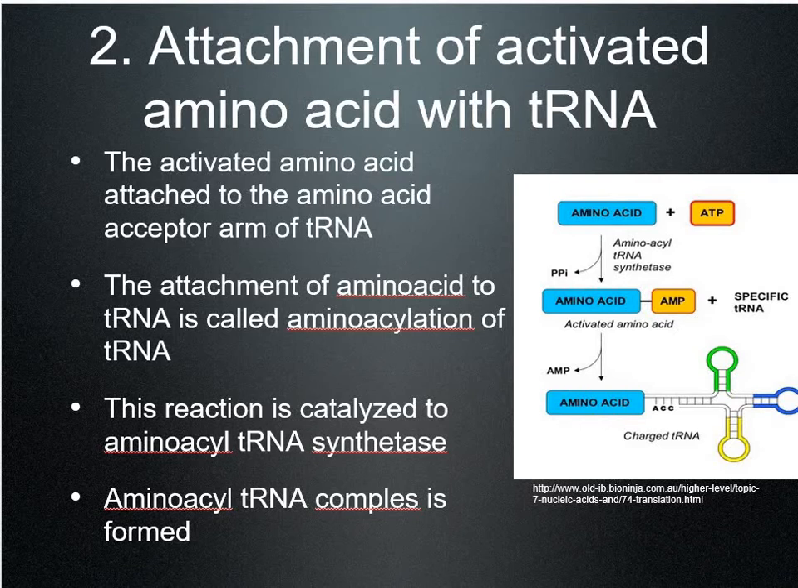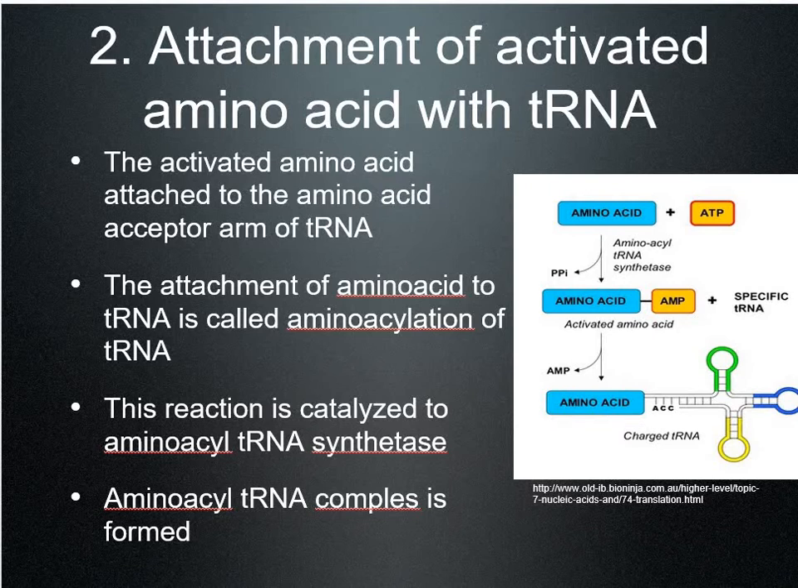So now the activated amino acid is attached to the amino acid acceptor arm of tRNA. Each amino acid is very specific. A particular tRNA can bind to only a particular amino acid. So amino acids are specific to tRNA, and exactly, tRNA is also specific to amino acid. So only a specific amino acid can bind to its own tRNA.